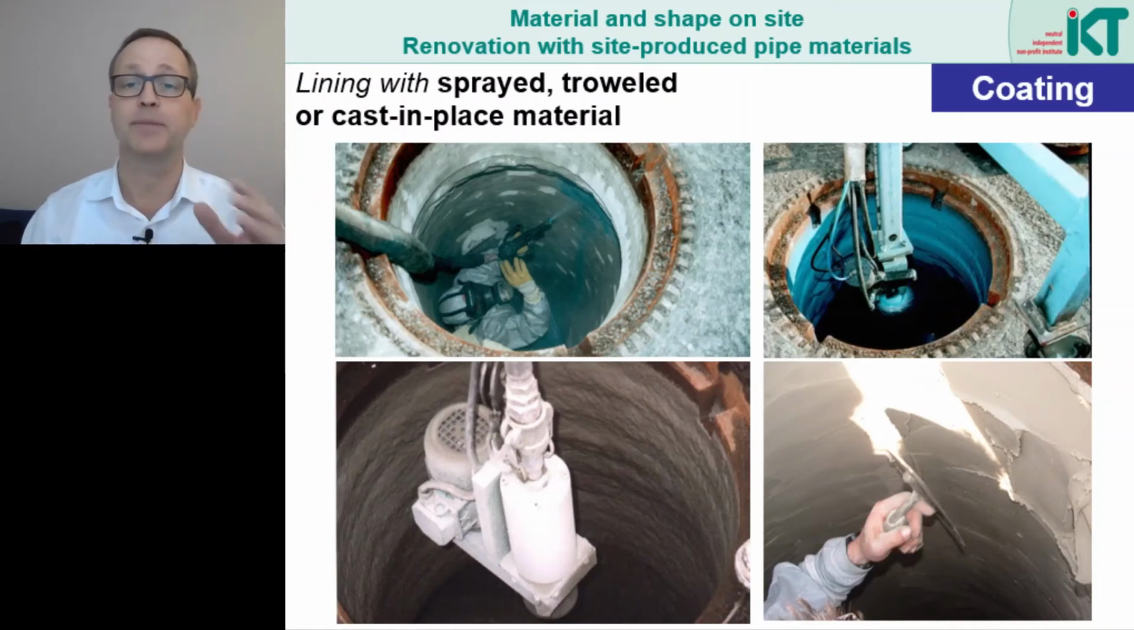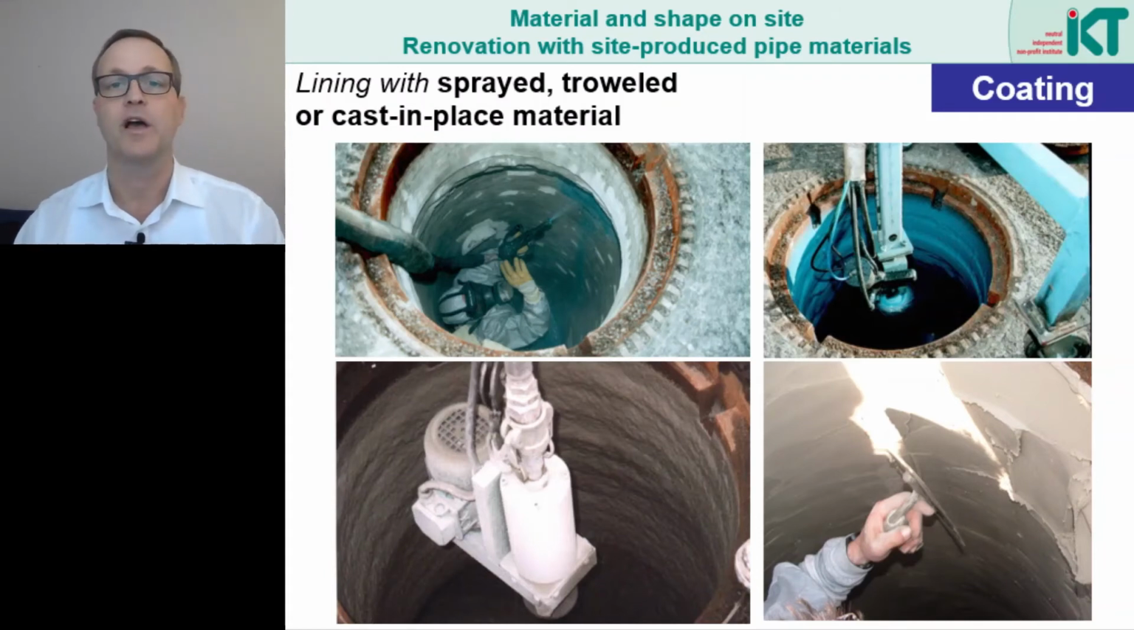Here we see some picture examples from manhole renovation. On the top left, a plastic is sprayed on by hand. On the top right, it is applied with an automatic spraying device. Below left, we see an automatic spraying device for mortar, but mortar can also be applied by hand. We see that in the bottom right of the picture. For mortars, the material is first mixed with water on site.